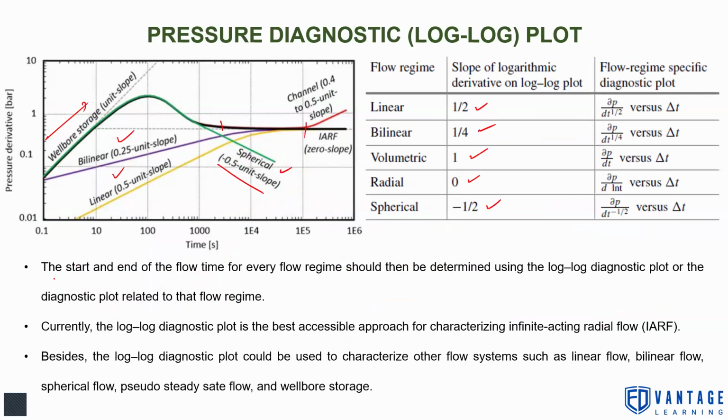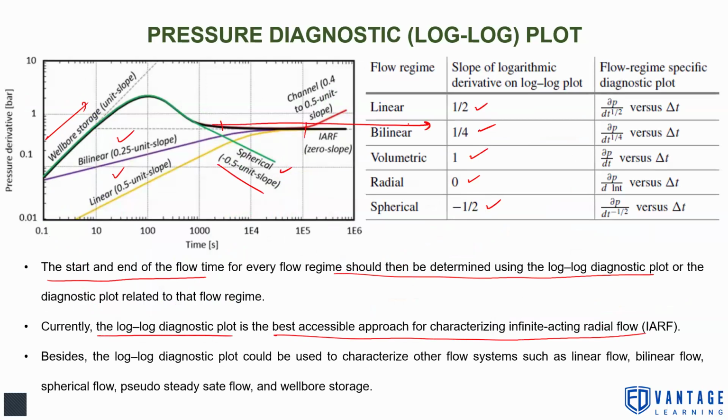The start and end of the flow time for every flow regime should then be determined using the log-log diagnostic plot or the diagnostic plot related to that flow regime. Currently, the log-log plot is the best accessible approach for characterizing the infinite acting radial flow. Because if this radial flow continues up to an infinite extent, that is IARF, it means the boundary is still not realized by this well. So the two basic chances: one is that it is not a boundary dominated flow. The second is that the reserves are so high. Both can be the best examples for IARF.